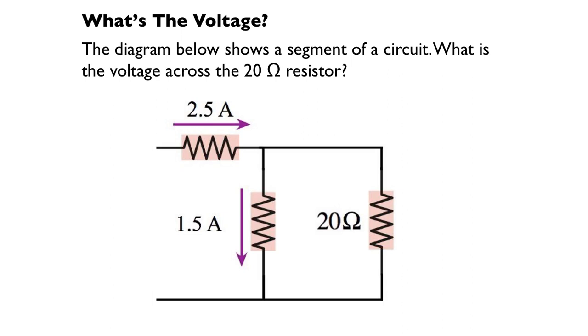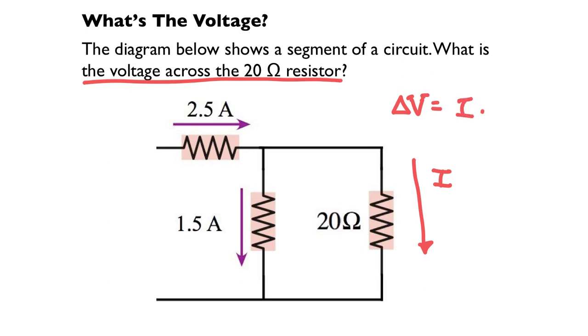Here's the first one. The question asks, in this circuit, what is the voltage across the 20 ohm resistor? Well, if I know the current that flows through this resistor, I can calculate the voltage across it, because the voltage across the resistor is just equal to the current times the resistance. I know the resistance, and I can figure out the current by looking at this. 2.5 amps through this resistor, 1.5 amps through here. Using Kirchhoff's current law, or just conservation of current, I can figure out how much current goes through the 20 ohm resistor, and if I know that, I can calculate the voltage. We'll do that one in class.